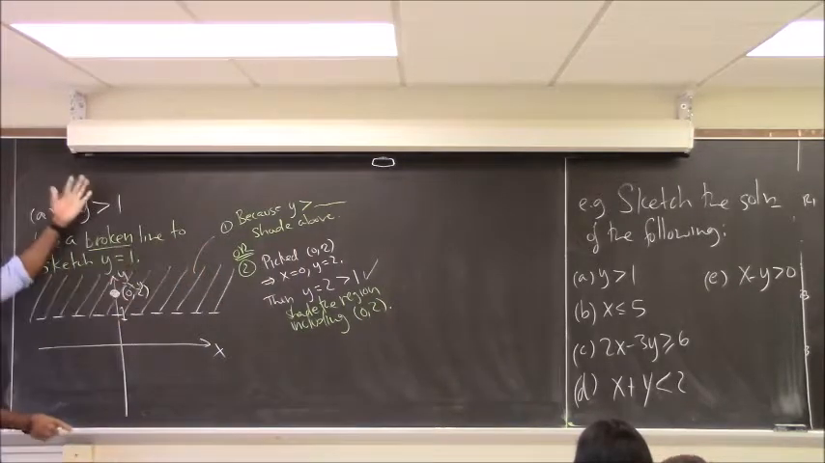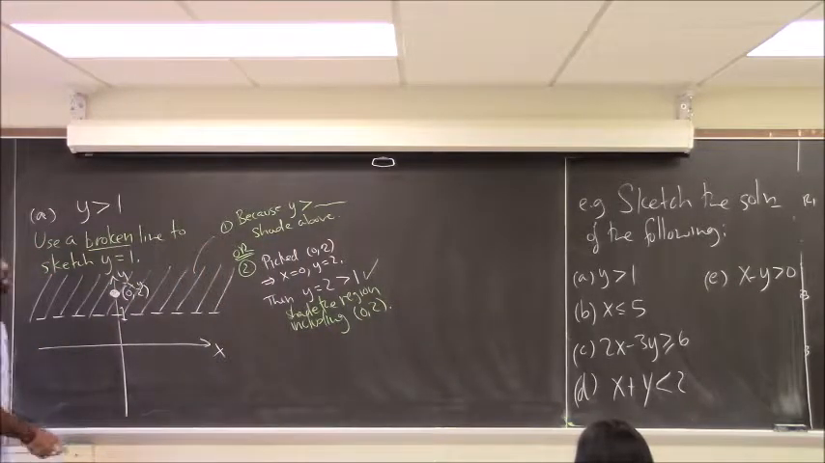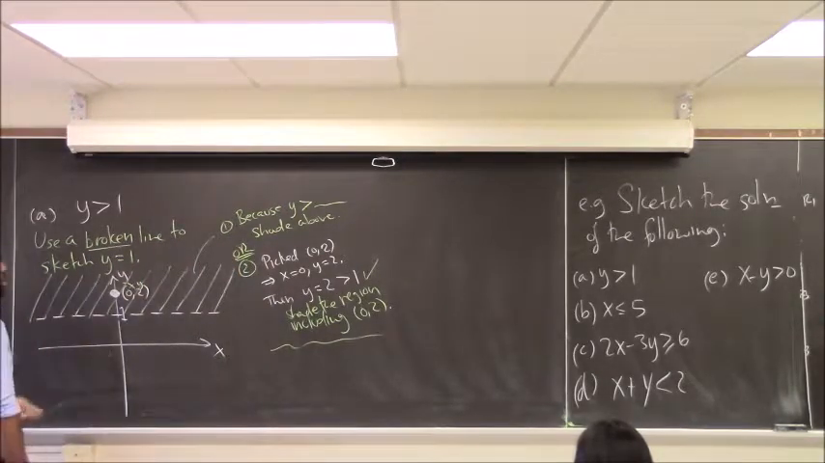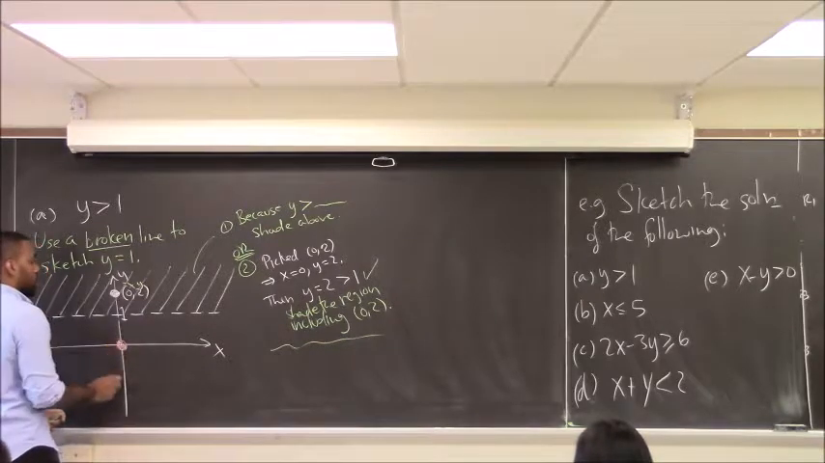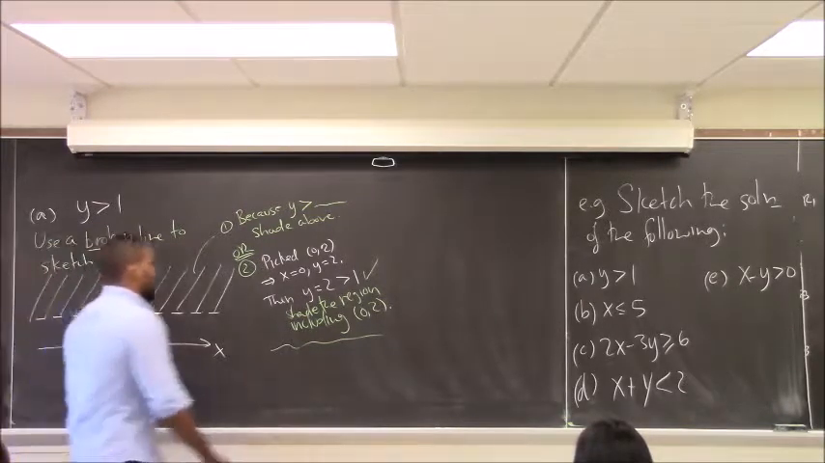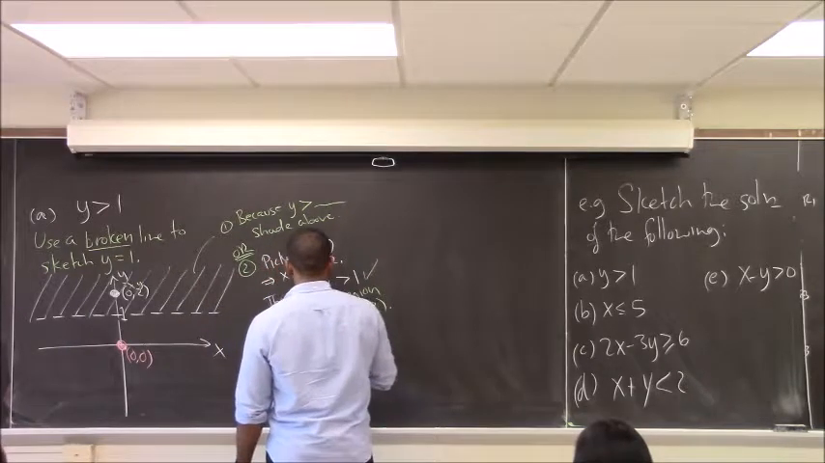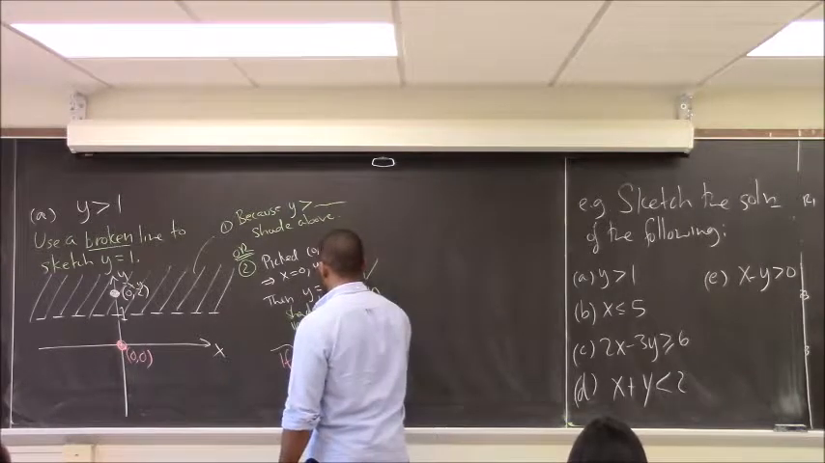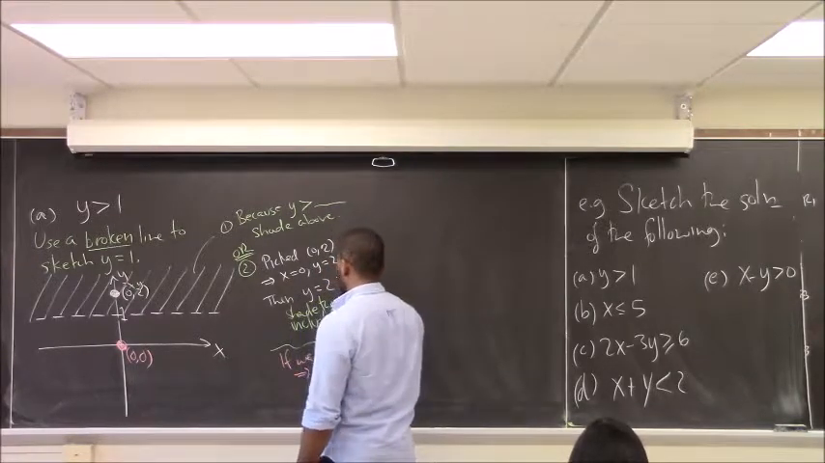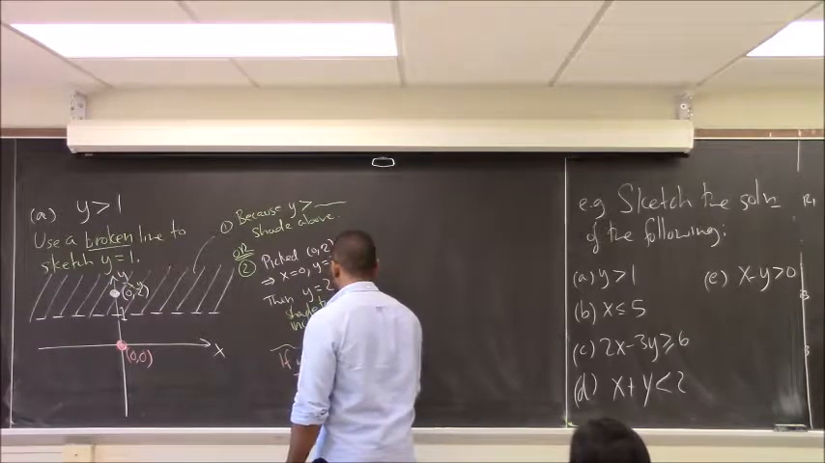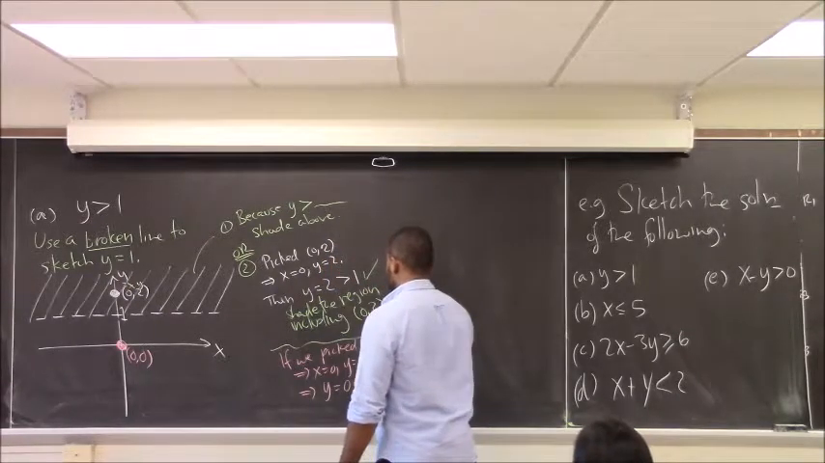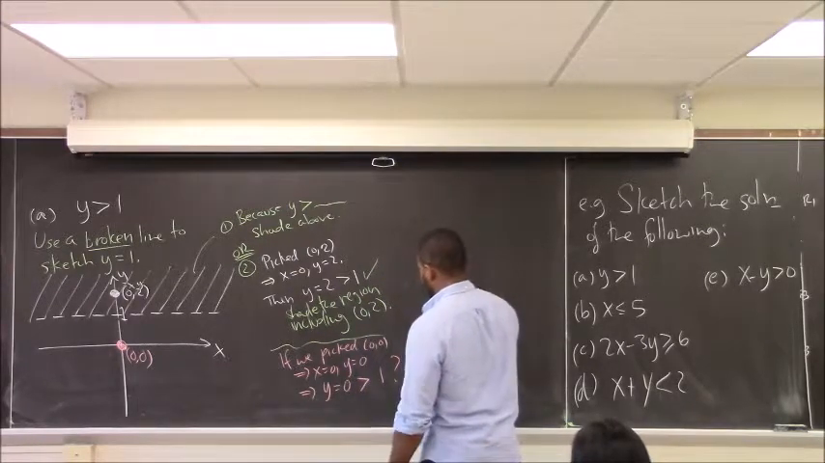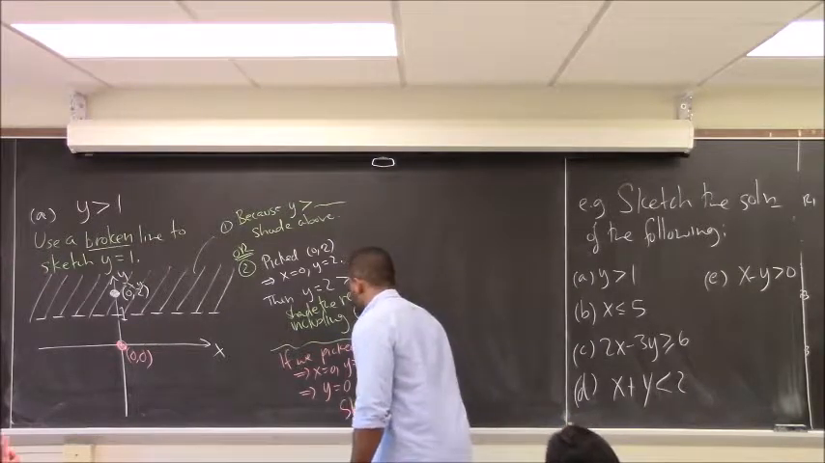Which in this case is going to be the above region. Another thing that could have happened here is I could have picked something that I know is down here, like the origin, which is probably a nice point to pick, 0, 0. So if we picked 0, 0, that would mean your x is 0 and your y is 0. So that would mean that your y is equal to 0. And is that greater than 1? The answer is no, it's not greater than 1. So you would shade the opposite region.